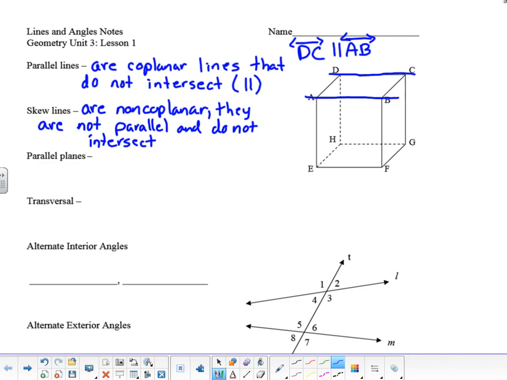I'm going to go over to our diagram here, and if we took FG and one of the ones we did before, AB, you'll see those two lines are not going to intersect, but they are also not parallel because they're not coplanar. So the example here would be line AB and FG. Those would be skew lines. Okay, moving along, parallel planes are simply planes that do not intersect.